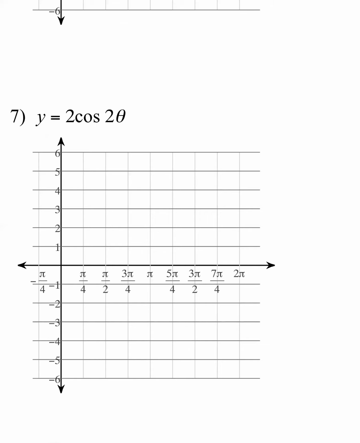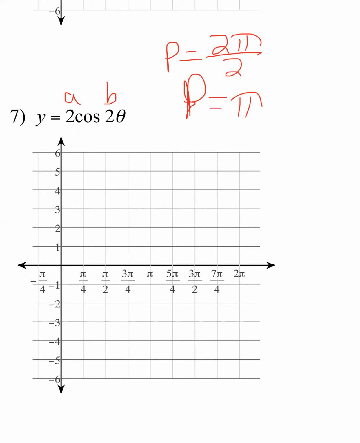So let's see what we got going on here. Okay, so A is going to be 2, B is going to be 2. So let's find the period, 2 pi over B, which in this case is 2, which means the period is just pi. Okay, so great. That's another one where this one's already got all the values done out for me, right? If I'm looking right here, I already have pi and then all the quarter points: pi over 4, pi over 2, 3 pi over 4. Already done. Awesome.